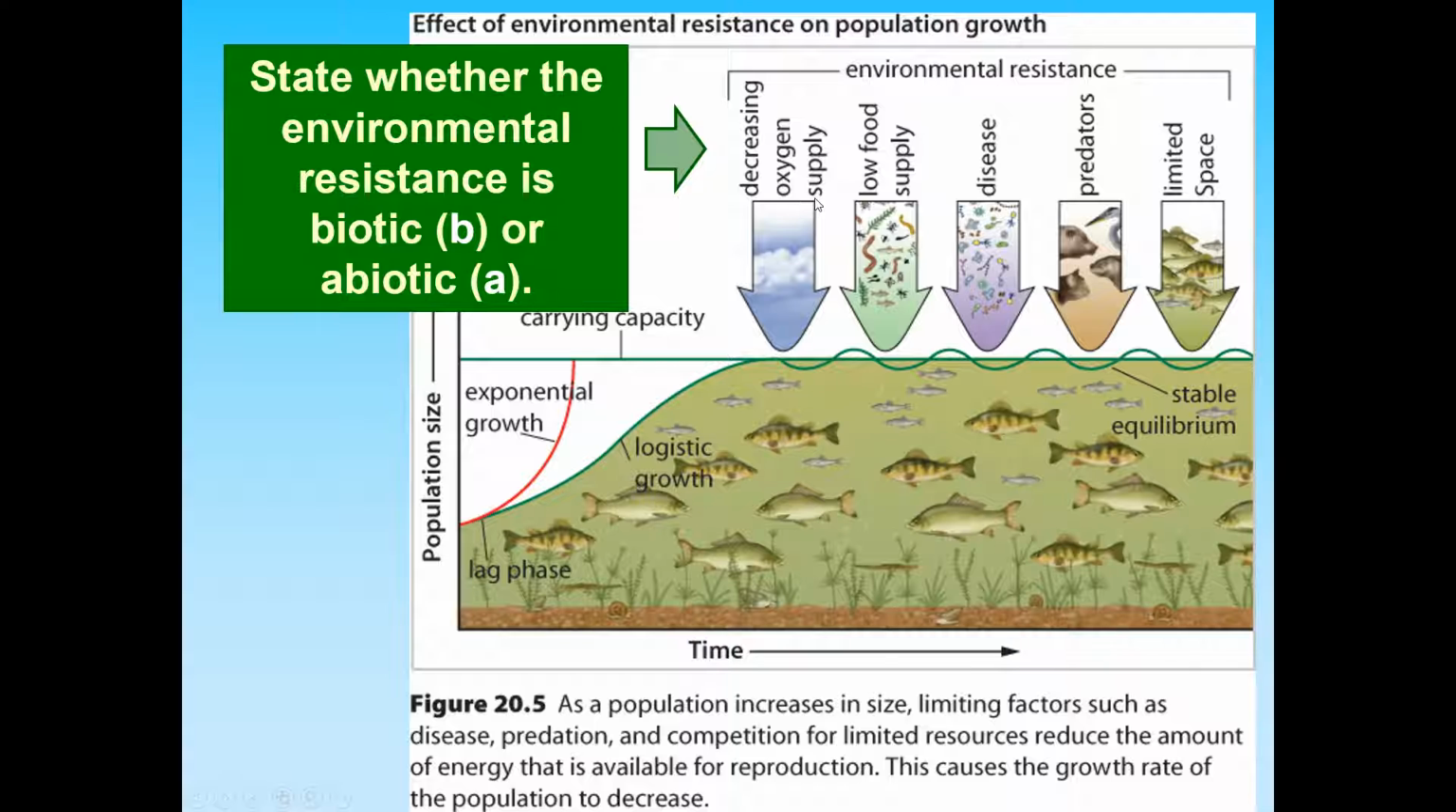Decreasing oxygen supply. That's non-living, so that is abiotic. Low food supply. Food is biotic. Disease, like bacteria, is biotic. Predators are living organisms, so that's biotic. Limited space is abiotic.